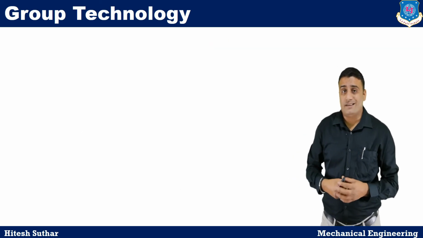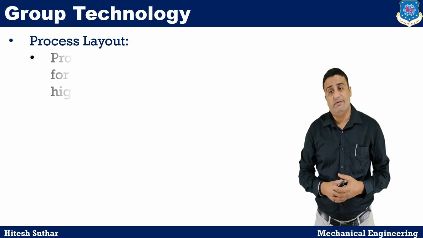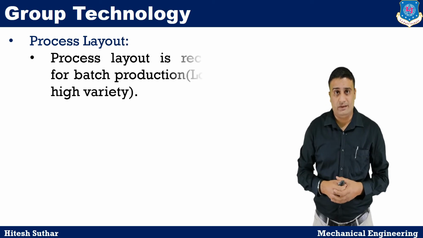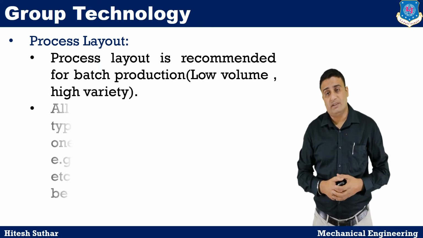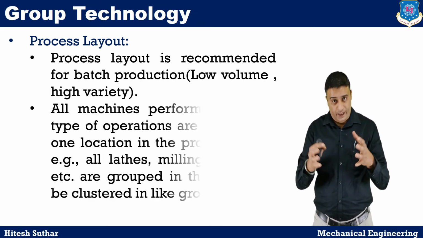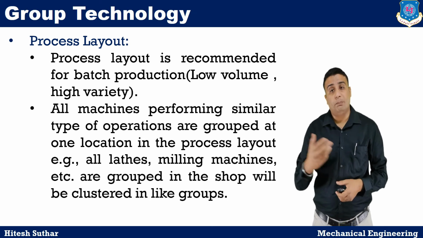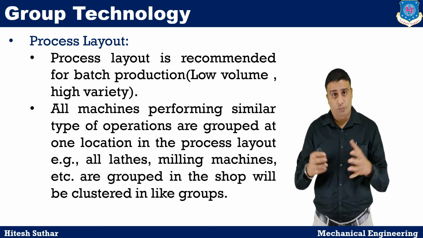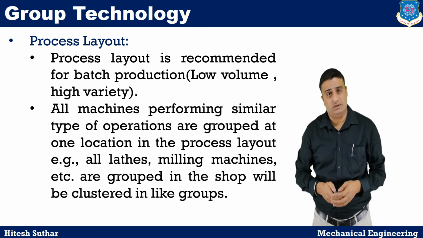Now let's discuss the next layout. This is the process layout. Process layout is recommended for batch production processes like low volume and high variety. All machines performing similar types of operations are grouped at one place in the process layout. Example, all lathe and milling machines, etc. are grouped in the shop and clustered in a group. This is known as a process layout.